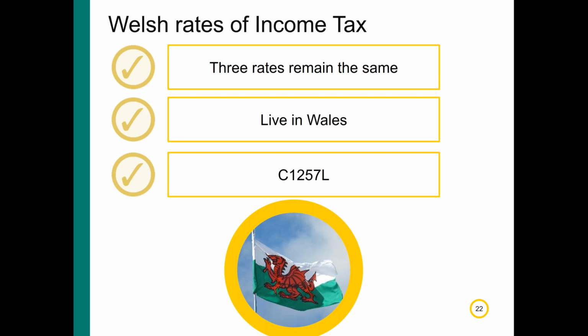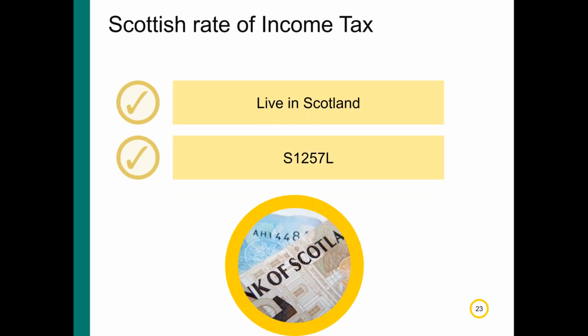The Scottish rates and thresholds for employees living in Scotland have an S prefix at the start of their tax code. The Scottish Government has announced a few changes to Scottish income tax rates from the 6th of April 2025. The rates and bands are based on the UK personal allowance in 2025 to 2026, which remains at £12,570. The starter, basic and intermediate thresholds have increased as follows.